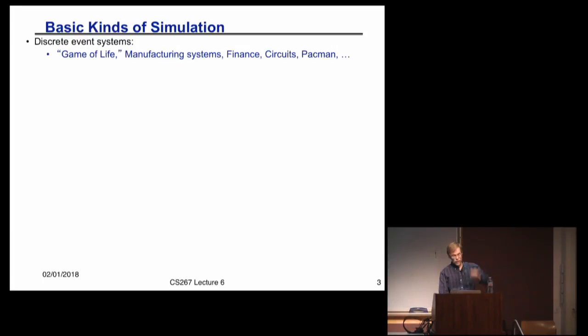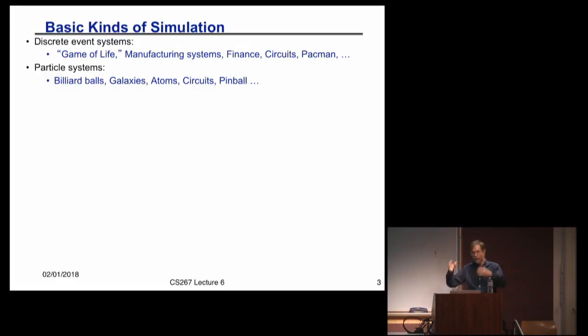Okay, everything's discrete. So the next level up, where I'm going to make things a little bit more continuous, are particle systems. So it's discrete in the sense I have a discrete number of particles, but now they are moving continuously in time. And so billiard balls, I mentioned before, galaxies moving around under gravity, atoms if you're doing some sort of molecular dynamic simulation. Circuits again, and in this case, you could be talking about moving electrons around independently. That's a much more detailed level of simulation. And then pinball, a slightly more advanced game.